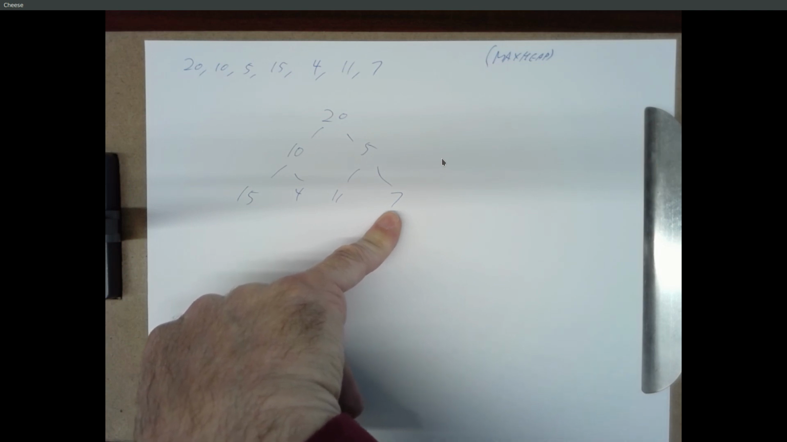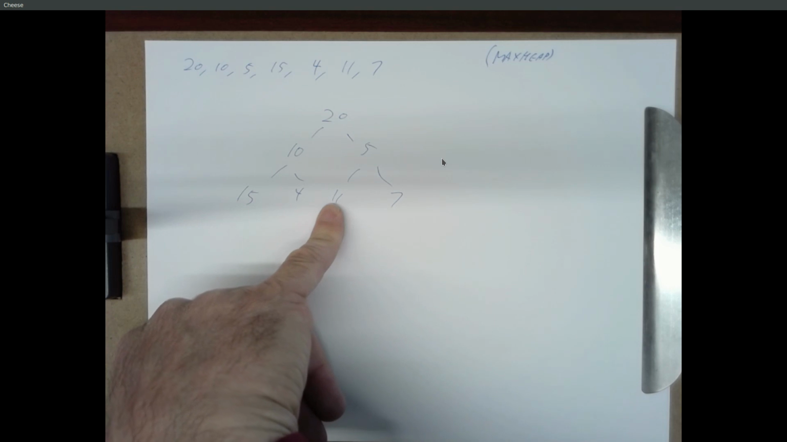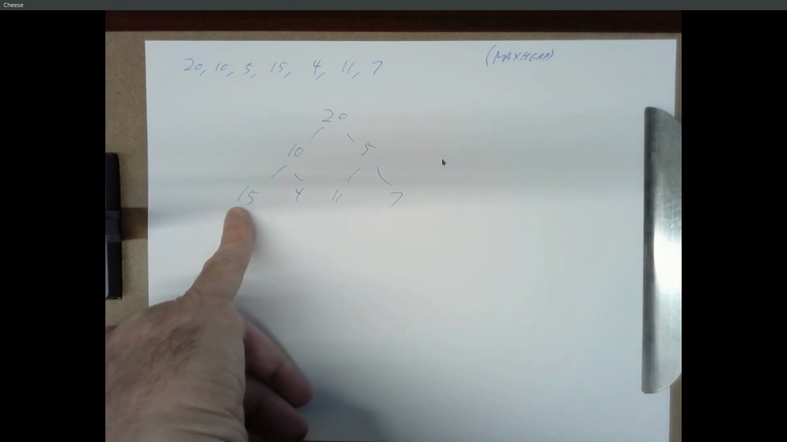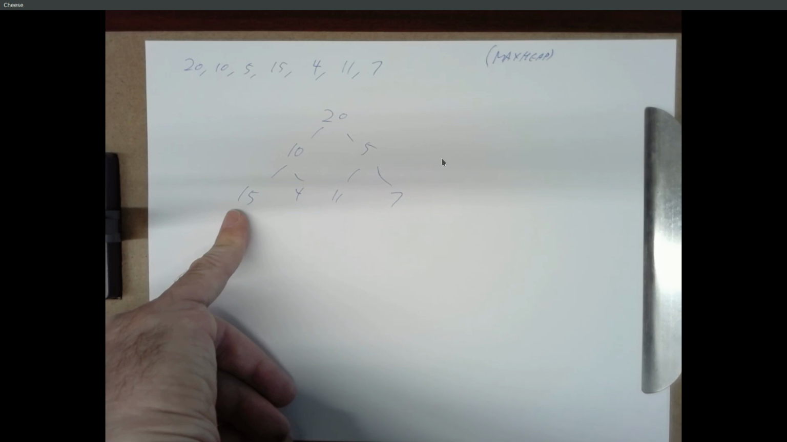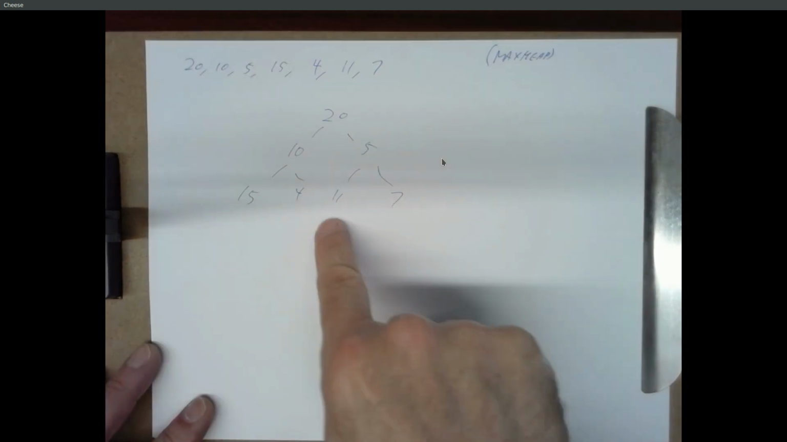Does it have a child that's bigger than it? Right, so it satisfies the heap property. 11 satisfies, 4 satisfies, 15 satisfies. Everything on that bottom row is going to satisfy the heap property because it has no children, so it can't have a child that's bigger than it. Right? All right, so done, done, done, done.